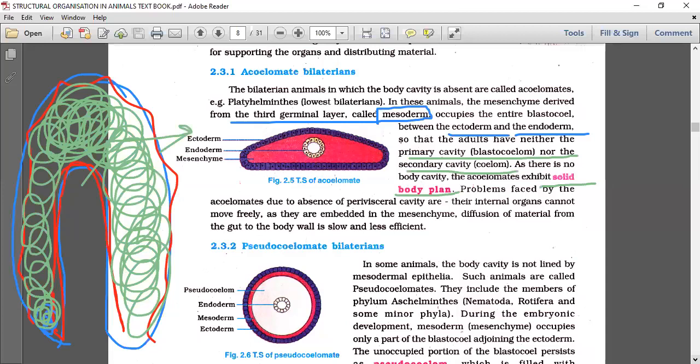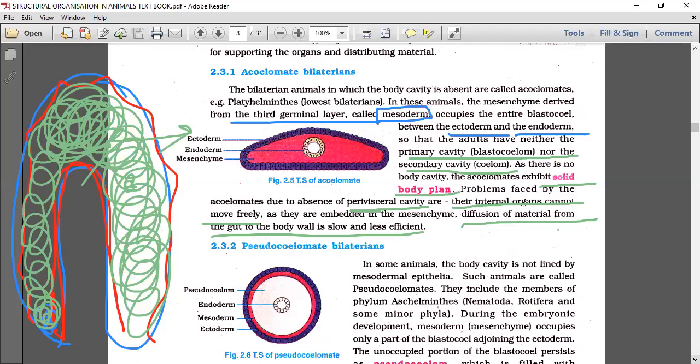Problems faced by the acoelomate due to the absence of the perivisceral cavity. As we said, in the adult, internal organs cannot move freely because they are embedded in the mesenchyme. Diffusion of materials from the gut to the body wall is slow and less efficient.